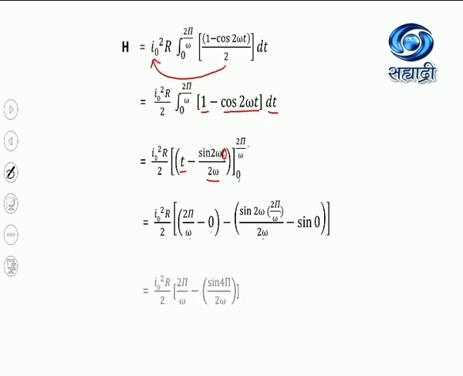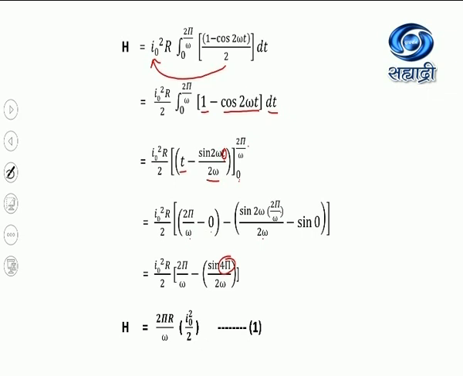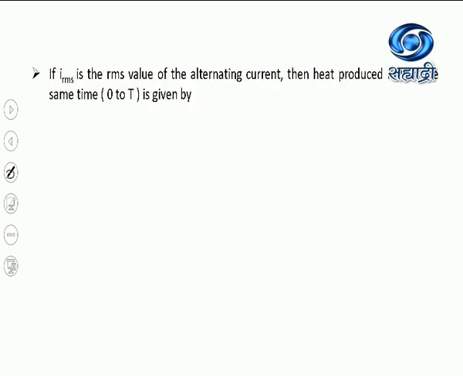Sine 0 is 0. So it is I naught square R upon 2, 2 pi upon omega, and in the second bracket, we have term sine of 4 pi upon 2 omega, and we know that sine of 4 pi is equal to 0. So we get H is equal to 2 pi R upon omega into I naught square upon 2. I'll call this equation 1.